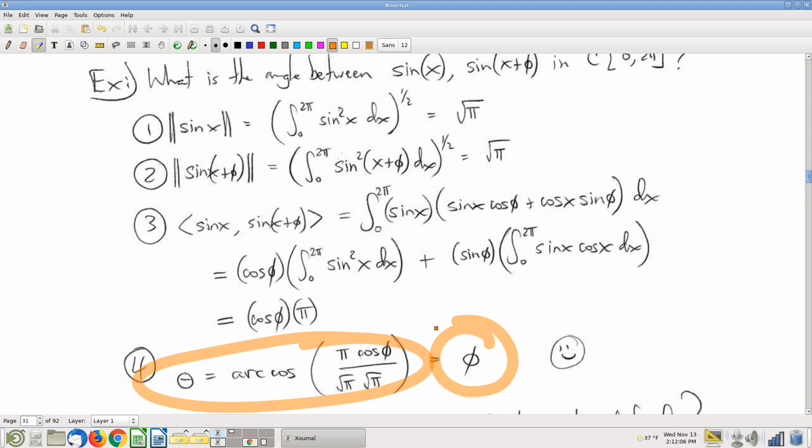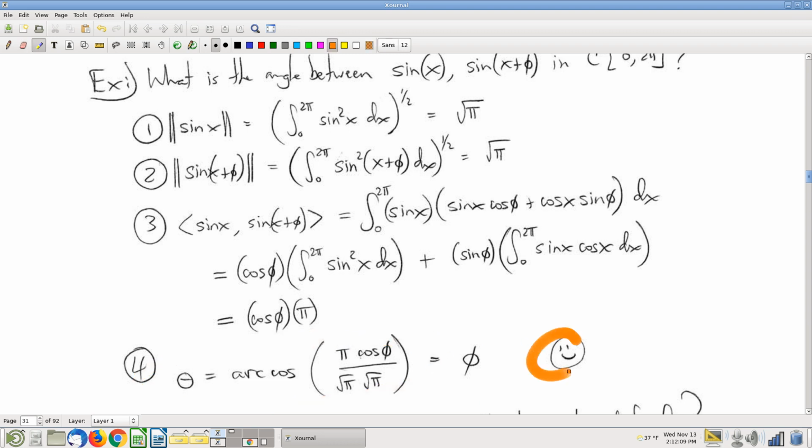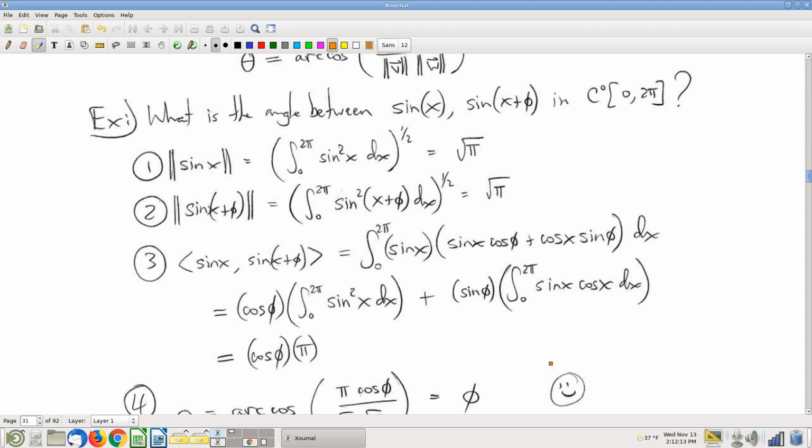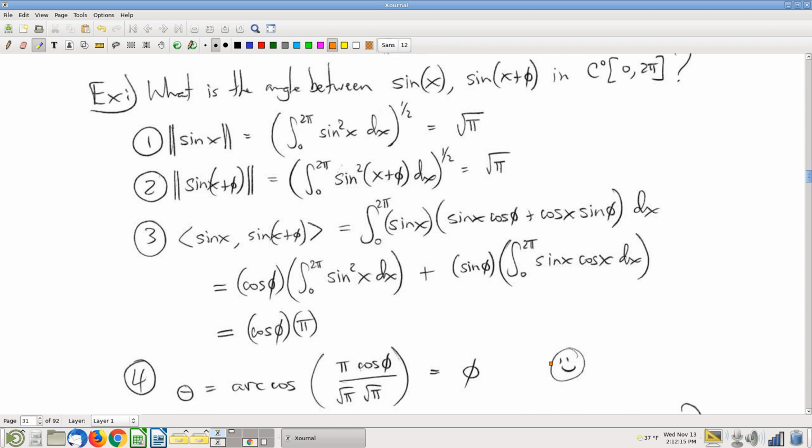So I call this good news here. I like this as an answer because I find this very intuitively satisfying. Let me point out why this is satisfying. Let's look at what we're talking about here. These two functions. Let me draw a picture of them. There's 0. There's 2 pi. Let's draw sine x. Let's draw sine of x plus phi.